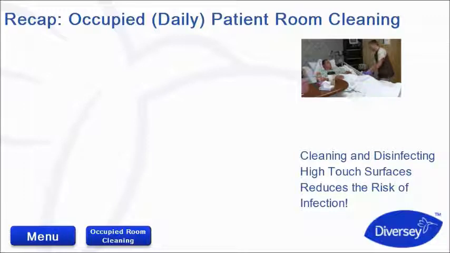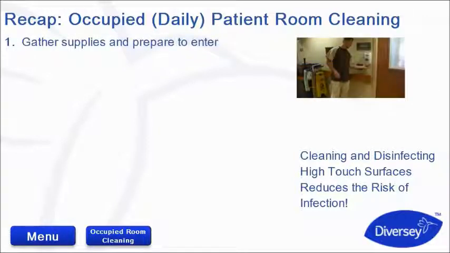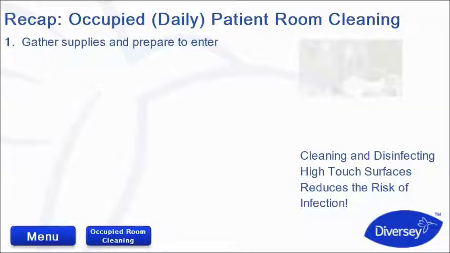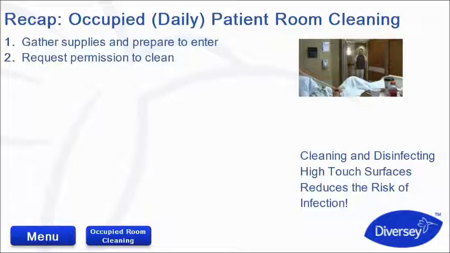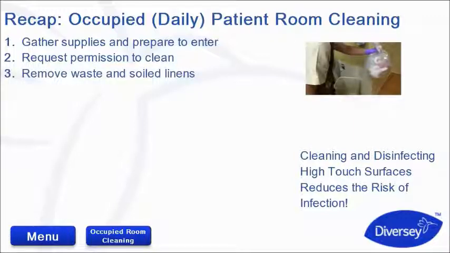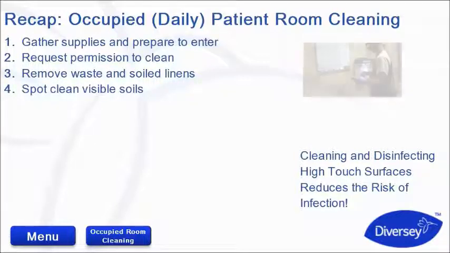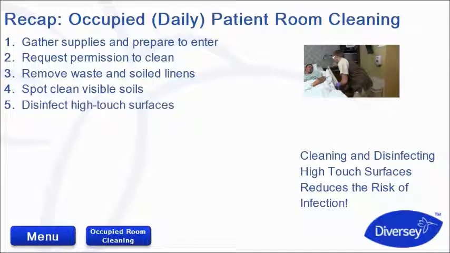Occupied room cleaning typically consists of: 1. Preparing to clean, gathering supplies, putting on PPE, and preparing to enter the room. 2. Interacting with the patient to request permission to clean. 3. Removing waste and soiled linens. 4. Spot cleaning visible soils. 5. Disinfecting the high-touch surfaces in the patient care area.